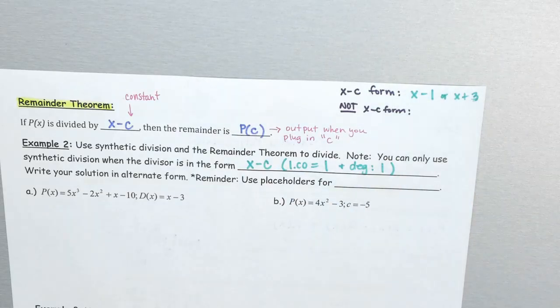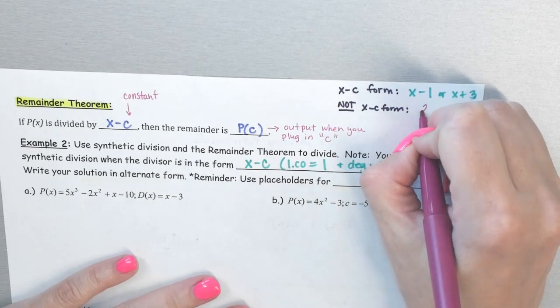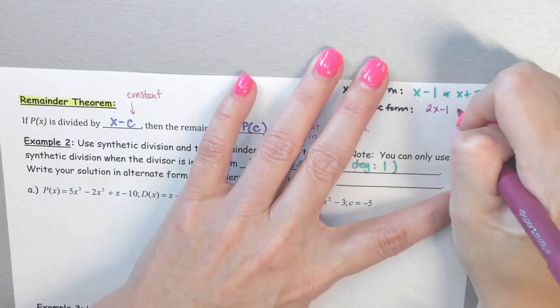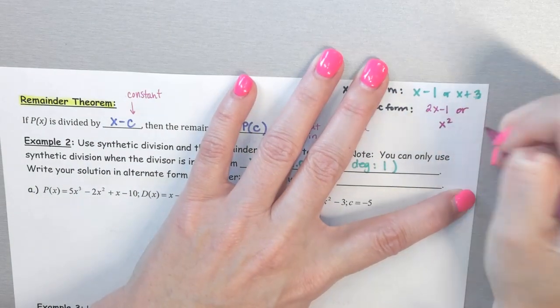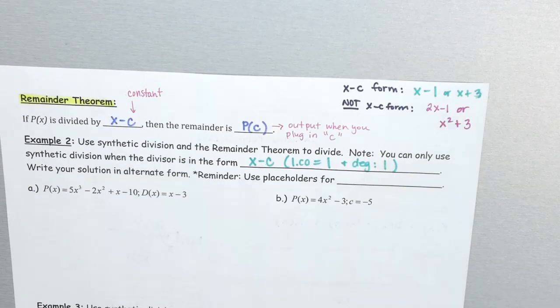It is not x minus c form if you have 2x minus 1, because why would this not be x minus c form? Right, the leading coefficient is 2, not 1. Or, let's do another one. Or if you had x squared plus 3. Why wouldn't that work? Yeah, the degree is 2, the degree is not 1.